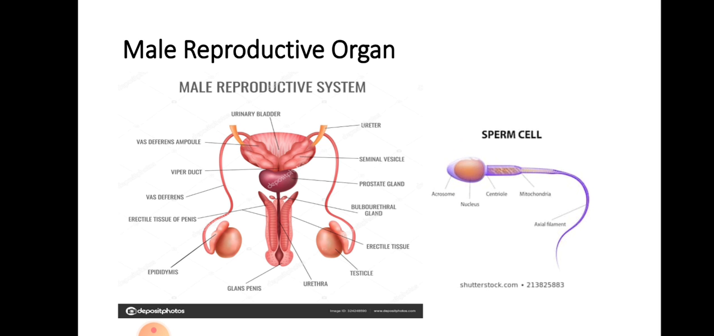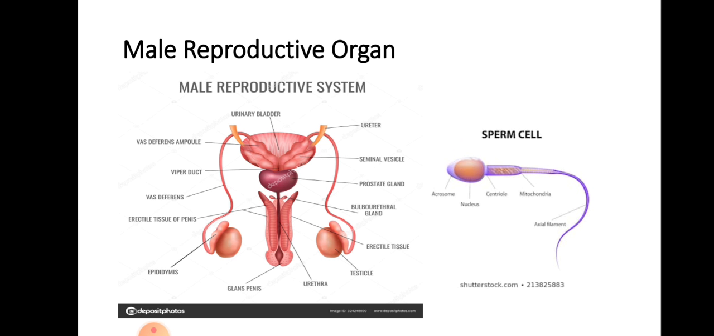In these parts we have seen already the male reproductive organ in humans. The first diagram is the male reproductive organ of human, and the second diagram is the sperm cell, image of a sperm cell. It is a single cell.